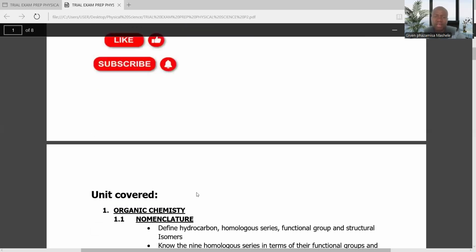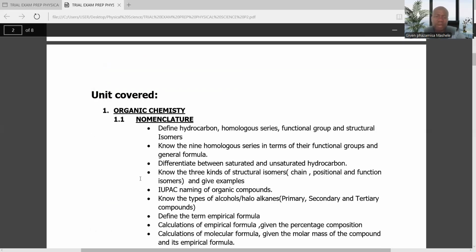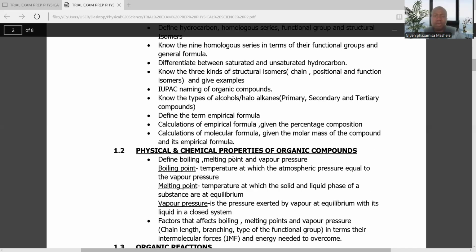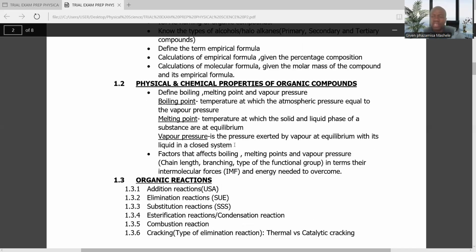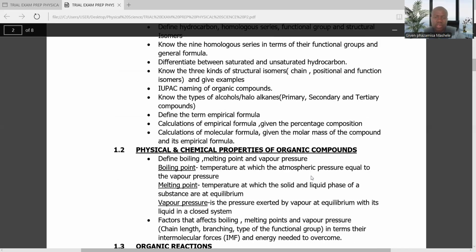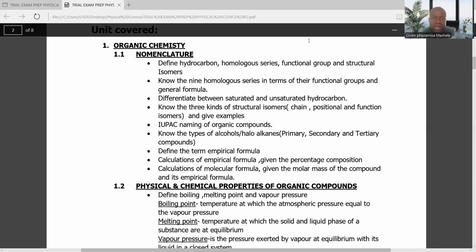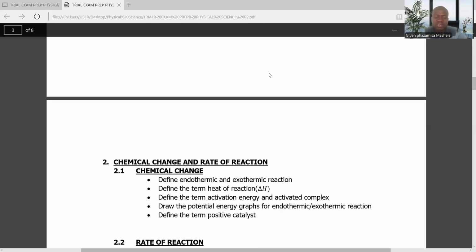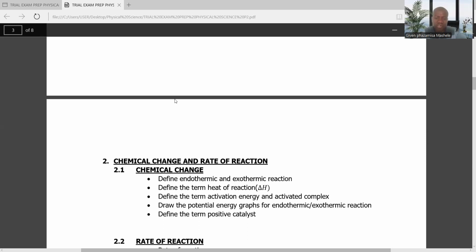Ladies and gentlemen, in part 1, I went through organic chemistry, where I looked at nomenclature, but I did not address it much because there is a video that I created for nomenclature and the physical properties and the chemical properties of organic compounds together with the organic reactions. This one, I've already covered in part 1. So kindly follow the first video in order to understand organic chemistry. Right, ladies and gentlemen, now we're going to move on to chemical change and the rate of reaction.